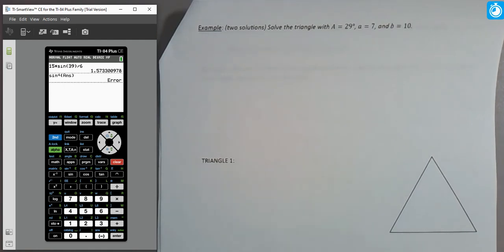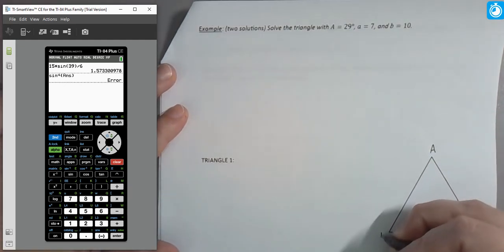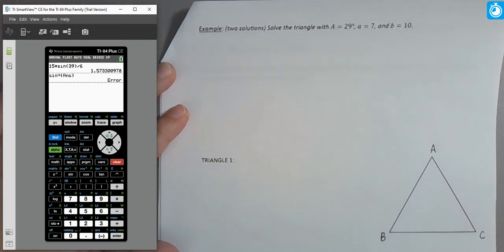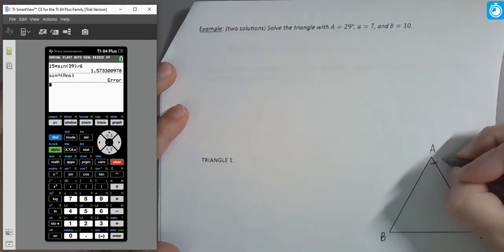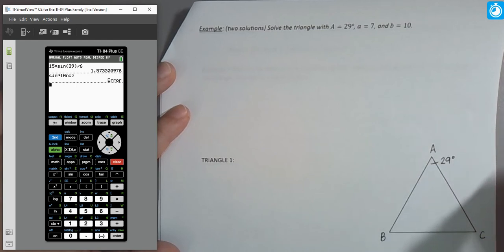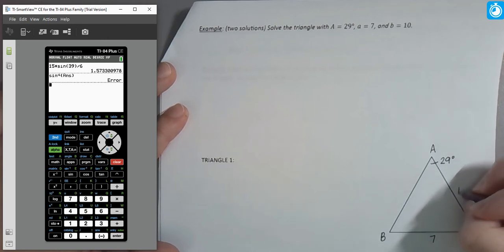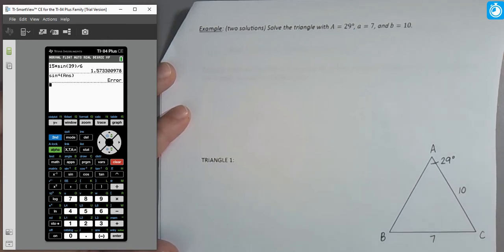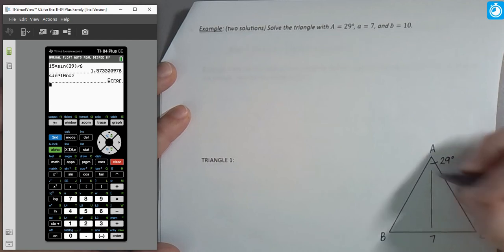So we want to solve this triangle that has an angle measure A of 29 degrees. Side length A is 7 units, and side length B is 10 units. Now, start by assuming it's just one triangle, because in most cases it will be just one triangle. So I'm going to label my triangle A, B, and C, and we were given angle A is 29 degrees. We were given side A is 7 units, so there's our pair, and we were given that side B is going to be 10 units. So here's the pair that I'm given.